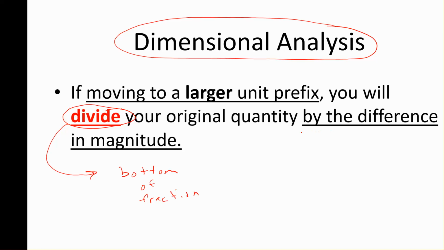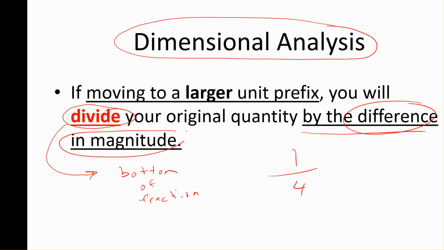So we're going to find our difference in magnitude. We're going to divide by that, so that means that difference in magnitude is going to go on the bottom of a fraction, right? So just like if I had 1 divided by 4, I can write that as 1 over 4. Divided by 4 goes on the bottom of that fraction. That's what I mean when I say that, okay? So going to a larger unit prefix, we're going to divide, which means we're going to put our difference in magnitude on the bottom of a fraction, and this I will show you how to find shortly.